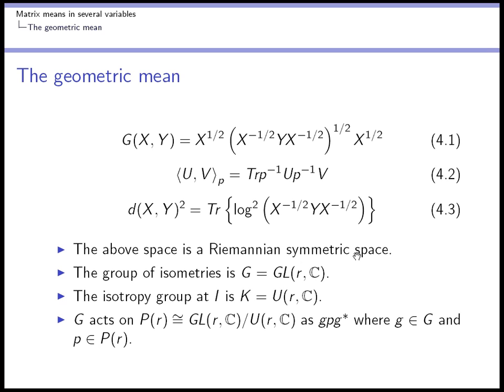So it has an isometry group G, which equals the general linear group, and it has an isotropy group at the identity, which equals the unitary group over the complex field, and its action on the quotient space, which is in this case the space of the convex cone of positive definite R times R matrices. It acts like this. So these are the isometric transformations of this space.